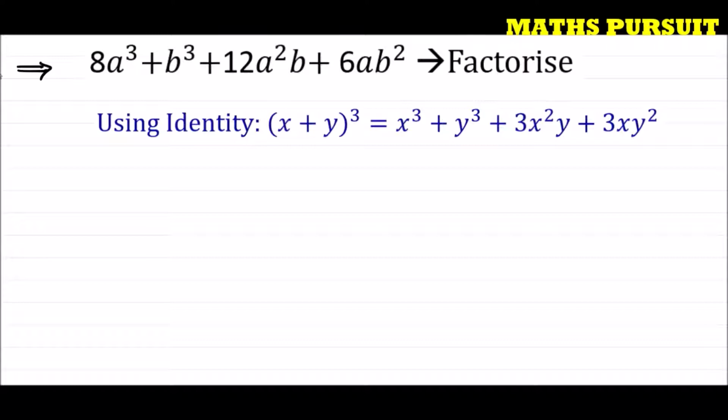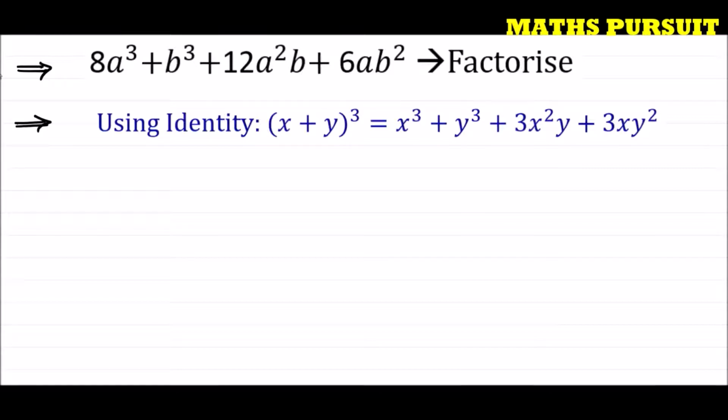Now guys, we are going to factorize this taking the help of this identity. With this identity, x plus y whole cube, we are going to factorize this. What does this identity say? This identity says that x plus y whole cube is equal to x cube plus y cube plus 3x square y plus 3xy square. Now, taking the help of this identity, we are going to solve this given expression.